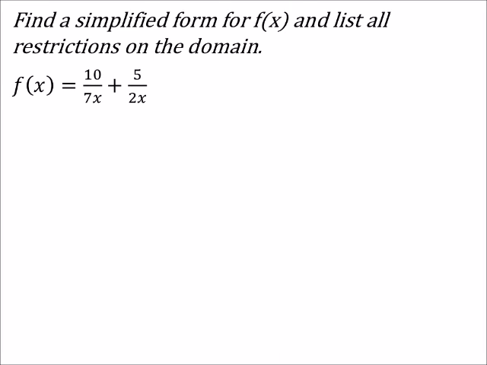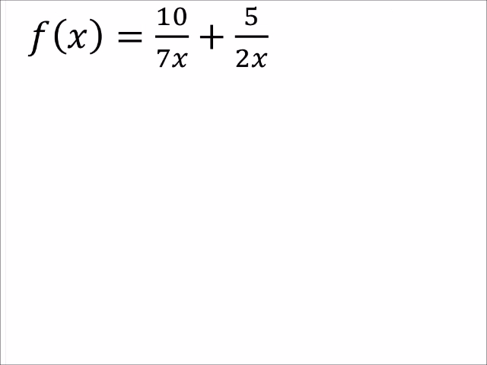Simplify this, and then we'll list all restrictions on the domain. Let's look at simplifying this first. So on this one, we have these two denominators. We got 7x and 2x. This one's good because they have an x in common. If the x's were different in the amount of x's, then we would have to be multiplying by more x's. But since that's not the case, we don't here. So we're just looking for the coefficients of x to be the same.